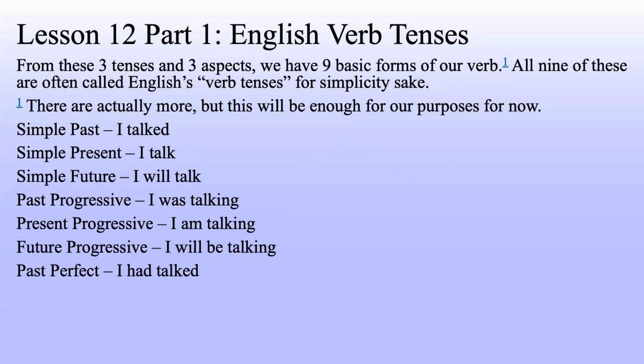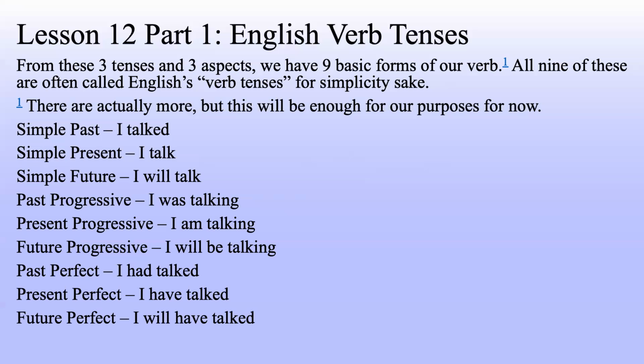Past perfect, I had talked. That means at some point in time in the past, this action was already complete. It was done before that point in time in the past. Present perfect, I have talked. That means as it relates to right now, this action is already completed. This feels like a past tense because the action has already happened, but it means as it relates to right now, it's already done. Then future perfect, I will have talked. At some point in time in the future, this action will already be completed.